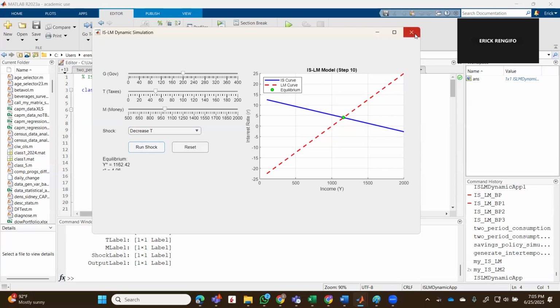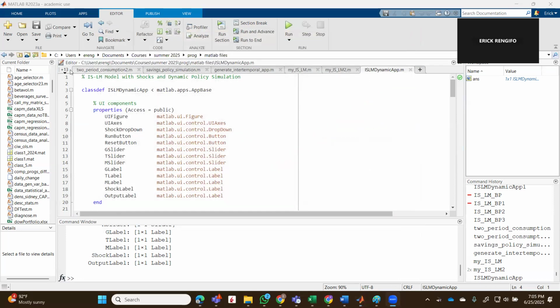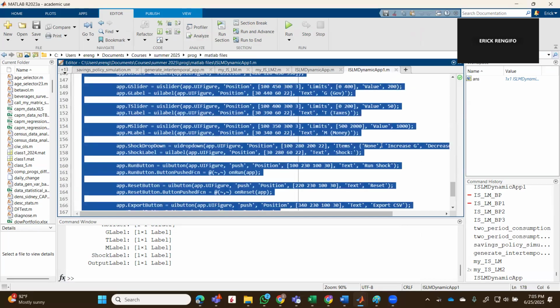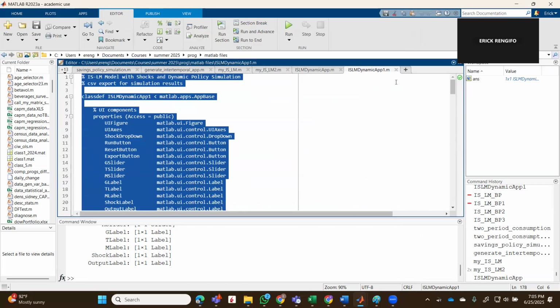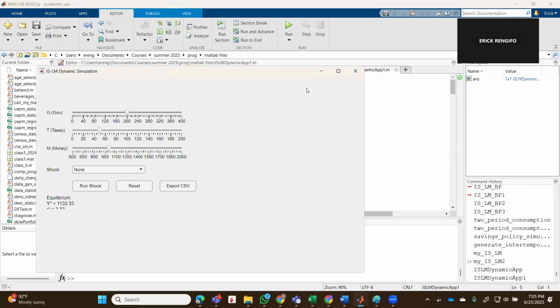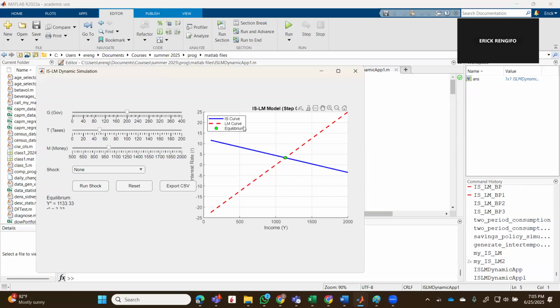Can you run the last program, guys? I want to start talking more about what you're going to be doing. Can you run the static one? Sorry, not the static, the dynamic one. ISLM dynamic app one. Just run and be sure that you are able to run it. The only difference that we have in this case, guys, is that I can export to CSV. Can you please open this one here and click on export?